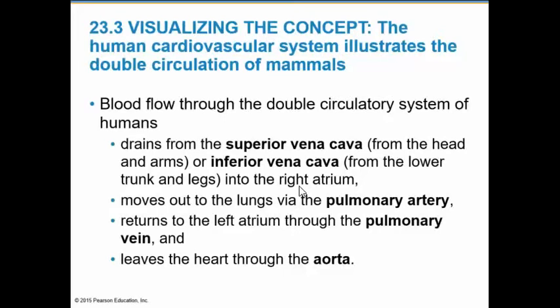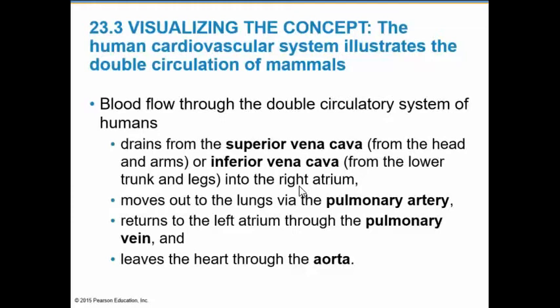Blood flow through the double circulatory system of a human. Let's look at, and not just humans, but all mammals have this similar. The blood drains from a superior vena cava. That's a major vein, which drains the head and arms. And there's another major vein called the inferior vena cava, which drains the legs and the lower part of the body, abdominal cavity, into the right atrium, the right receiving chamber.